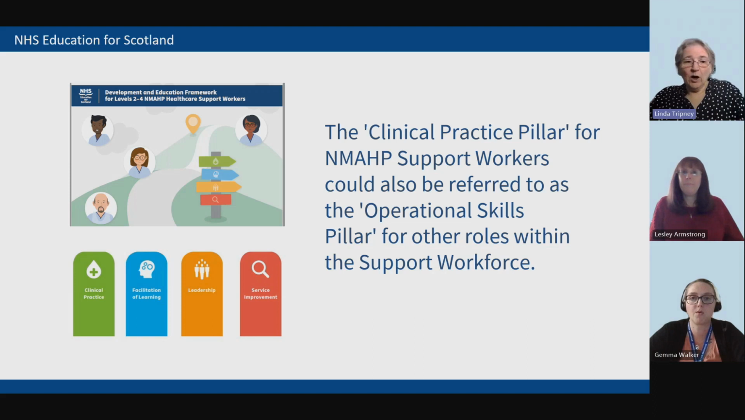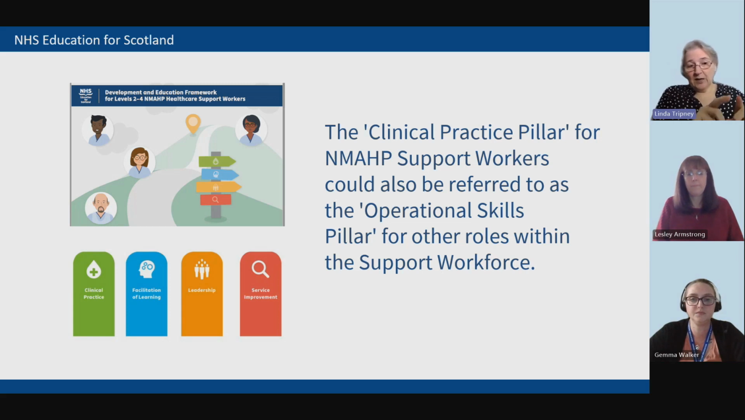So what are the pillars of practice? I'd just like to make it really clear right away that the clinical practice pillar is the first one you see there. We have people in the room today from estates and facilities, business and admin, manager roles, education roles. What we're saying is we've named these 4 pillars. The first one is clinical practice, but if you take away that clinical practice title and replace it with operational skills pillar, that pillar could be for any role that you're working in.